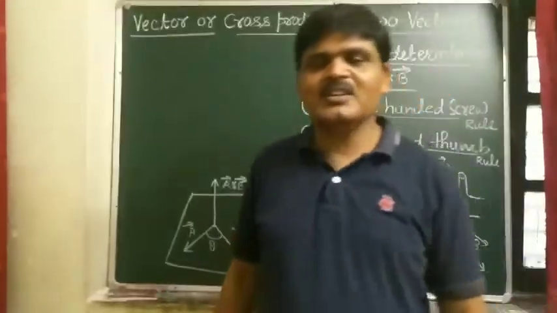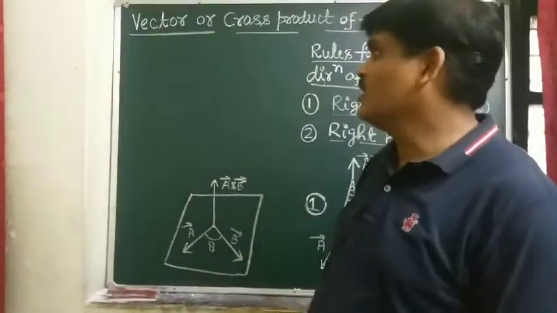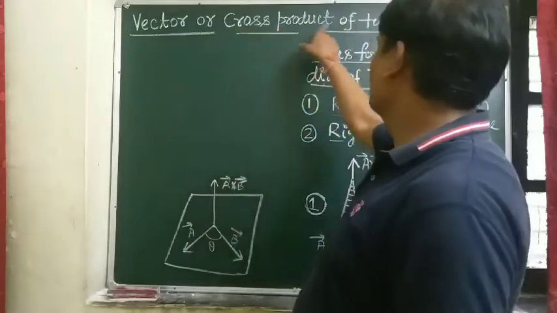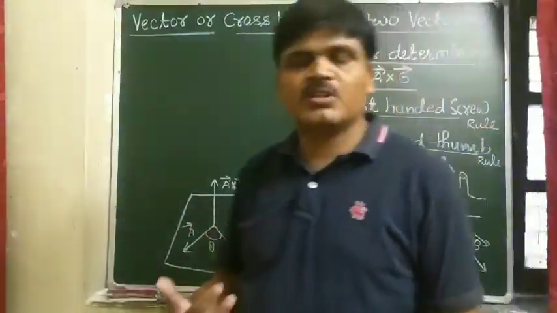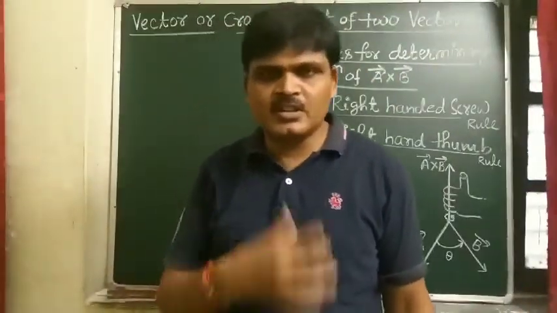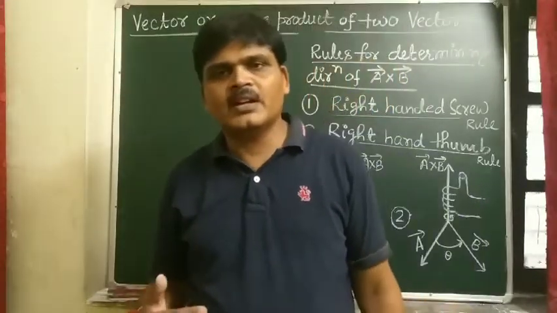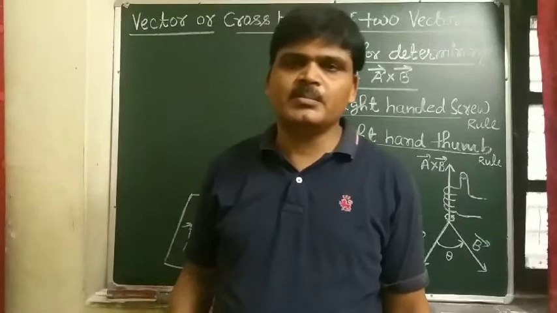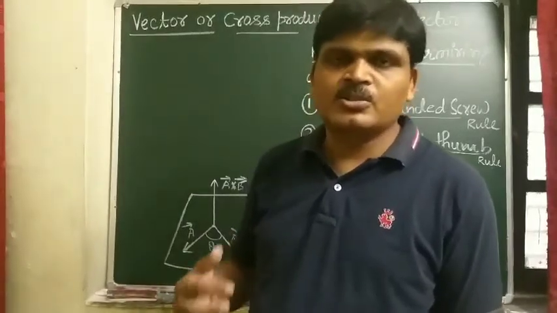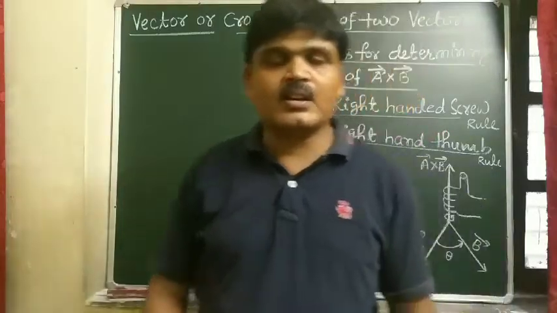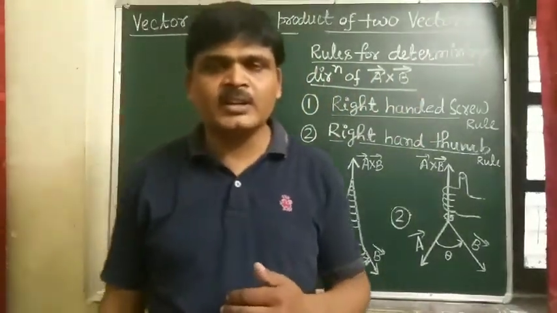Good morning, student. Today I am going to start a new topic: vector or cross product of two vectors. You have already studied the scalar product of two vectors, and its formula is vector A dot vector B, which is AB cos theta. In the same way, here we have to define the vector or cross product of two vectors.